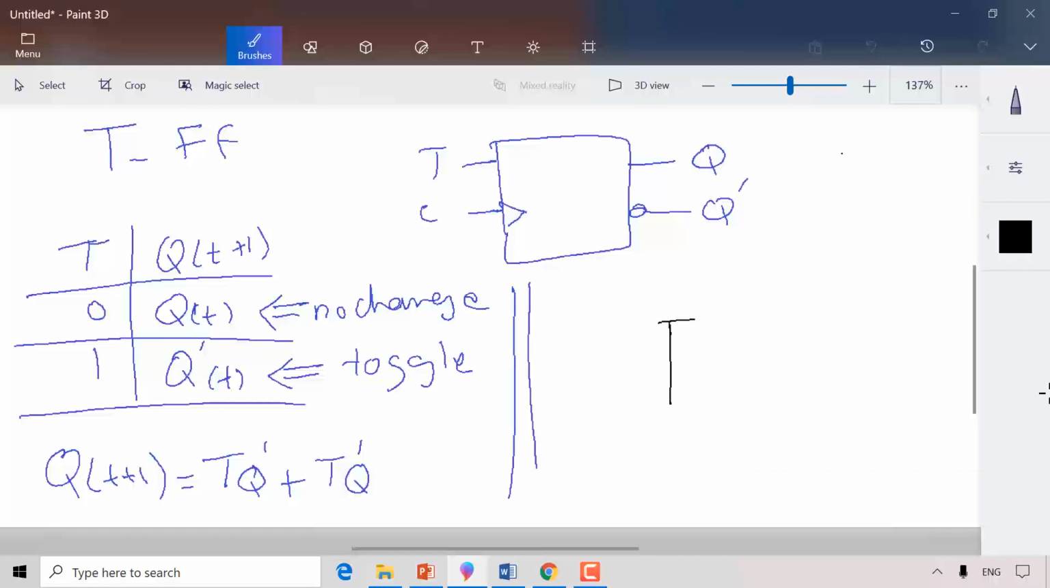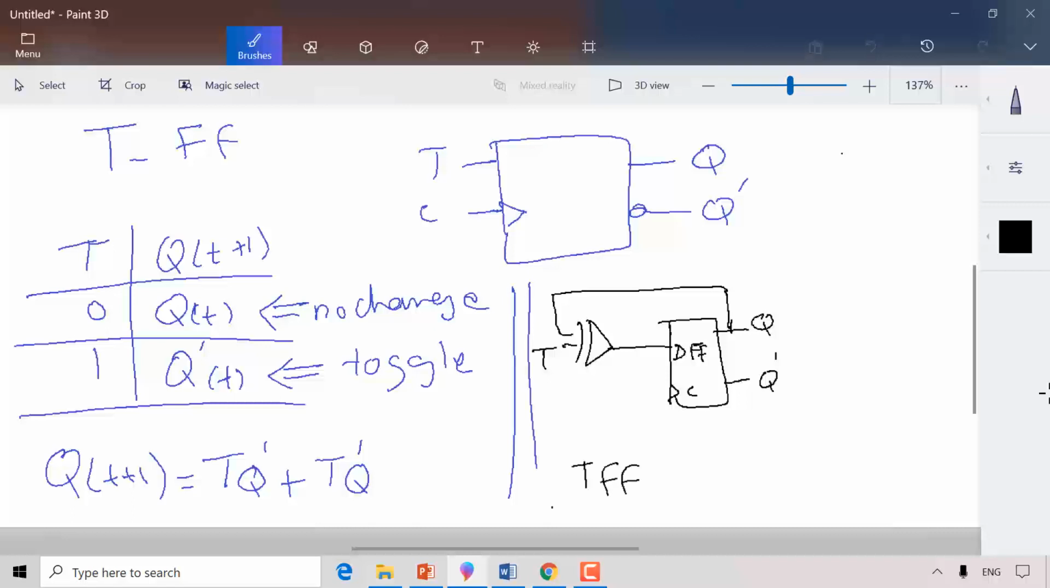So here's my D flip-flop. This is my Q, this is my Q prime, and my clock. This is the input T. I take the output Q and XOR it with T and push it to the D input. That's how I implement a T flip-flop using a D flip-flop.